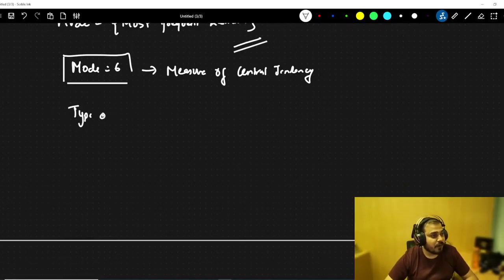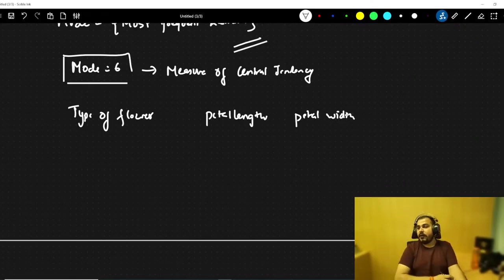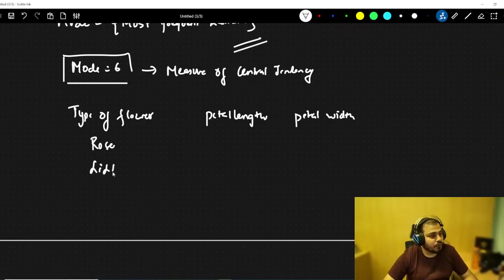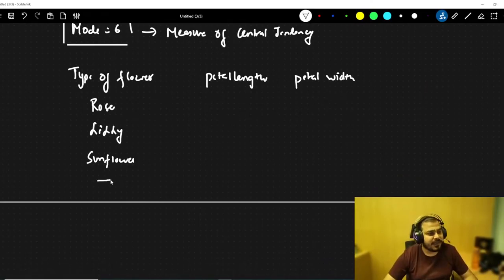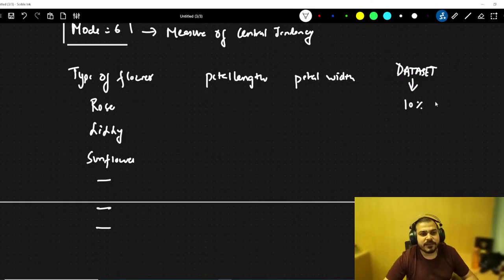Let's say this is a type of flower, and this is petal length and petal width. Over here you'll see different flowers like rose, lily, sunflower. Let's consider that you have some missing data over here. Based on this missing data, this data set has come to me, and let's say I've seen that there is around 10% missing data.